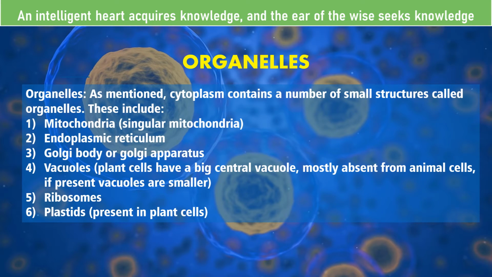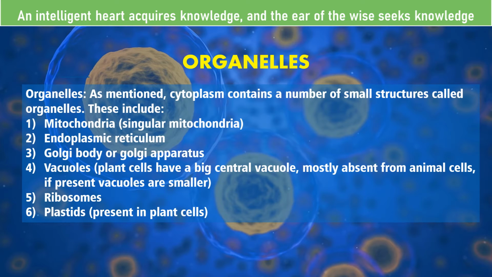Now next part, fourth, we are going to understand organelles. As in the previous part also we have talked about organelles, that cytoplasm contains a number of small structures called organelles. So in cytoplasm there are a number of small structures, छोटी छोटी चीजें होती है, and they are known as organelles. And these structures are your mitochondria, then endoplasmic reticulum, Golgi body or Golgi apparatus.